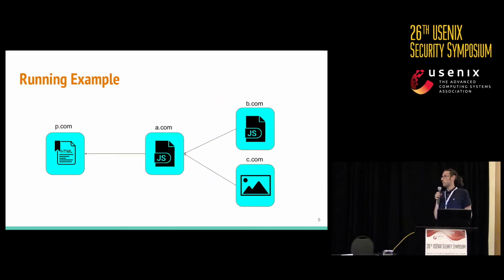Let's consider an example which I use to explain the challenges of CSP and how we address these challenges in our proposal. So in this example, we have a web page at p.com, which loads a JavaScript file from a.com. And the JavaScript file in turn has 2 dependencies, because it needs to load another script from b.com and an image from c.com. Now we discuss how this example is supported in CSP and how it's supported in CCSP.